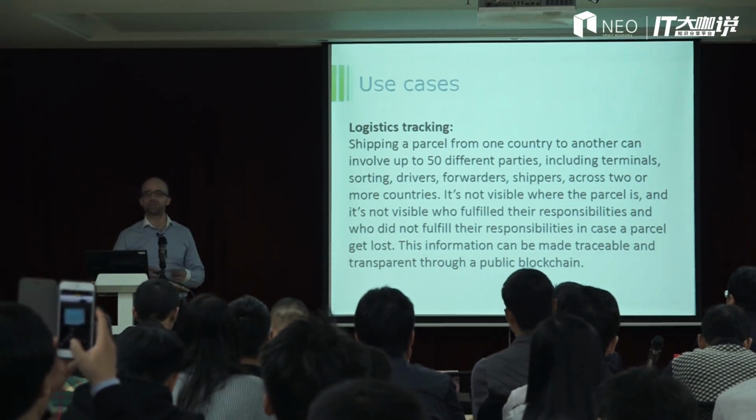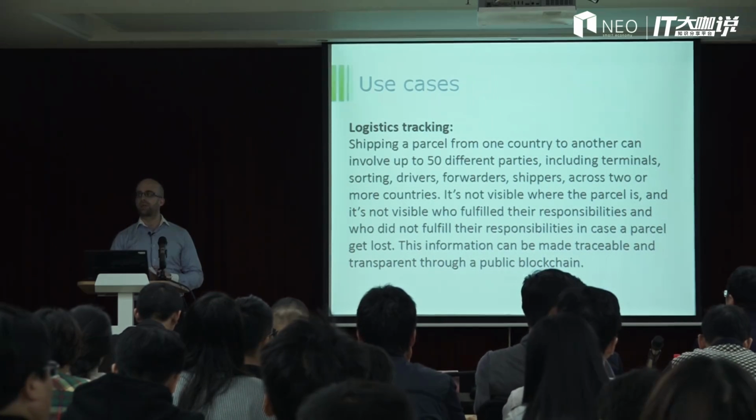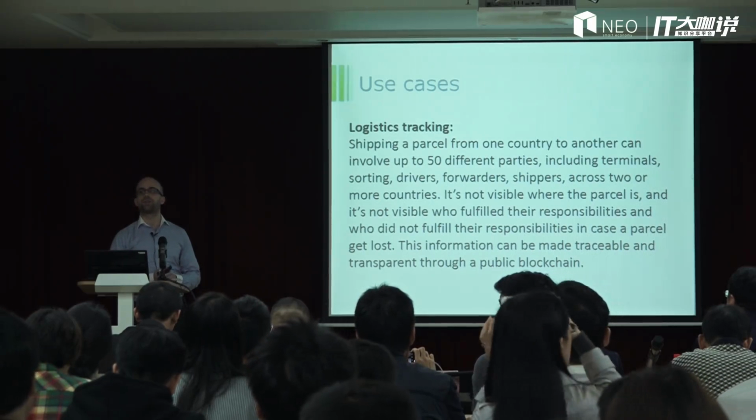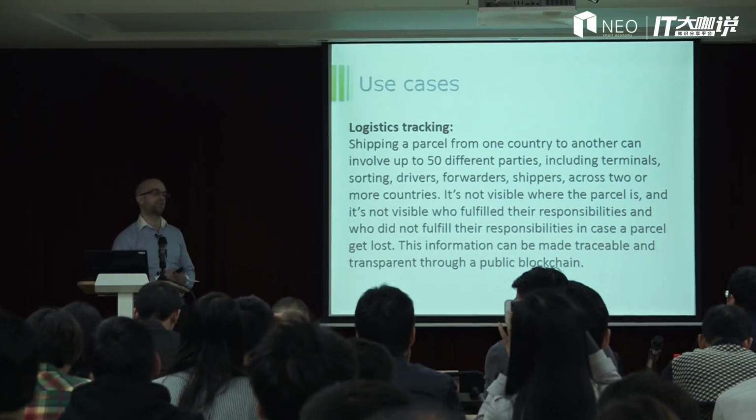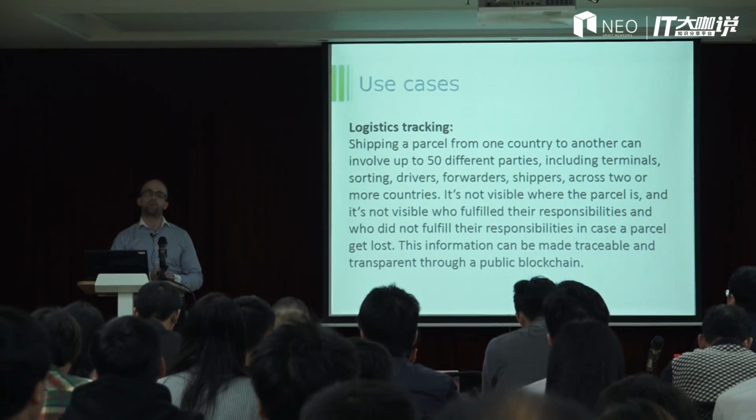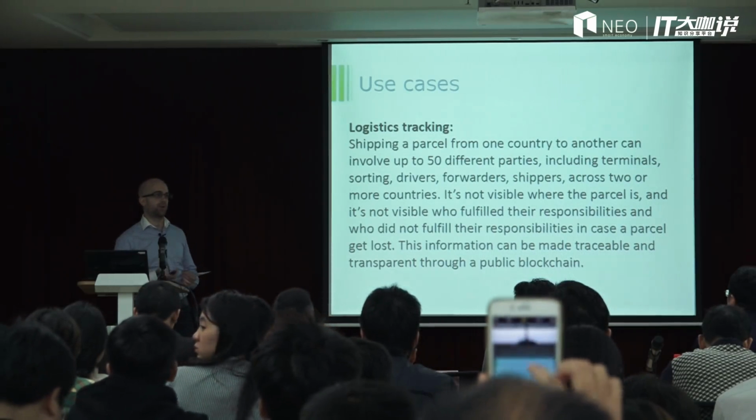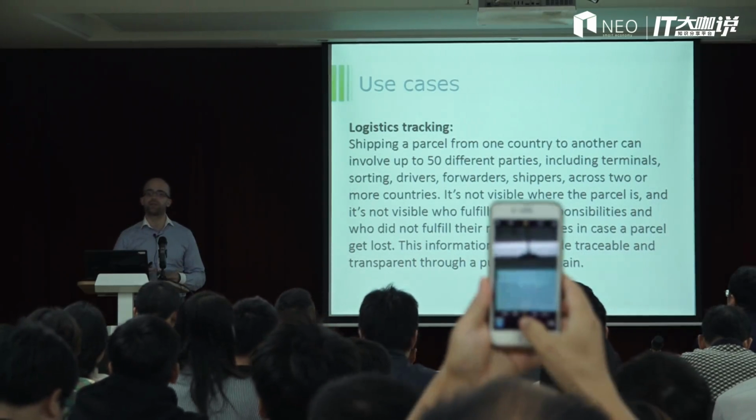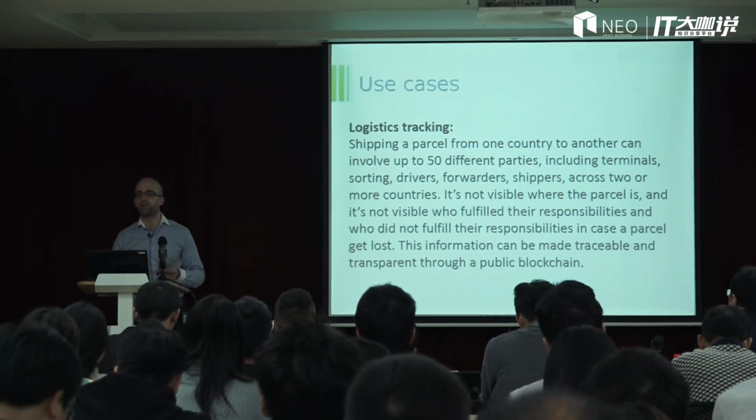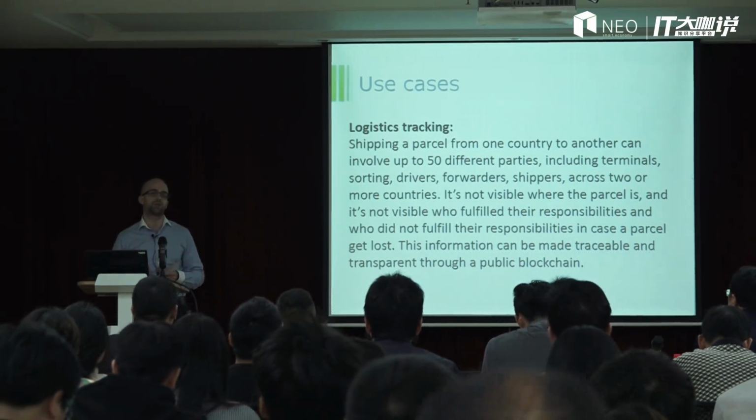You have the logistics tracking example. Let's say you're shipping a parcel from one country to another. In that process, there may be up to 50 different persons participating, so you will never know where the parcel actually is located. There are centralized tracking systems. You can search online and see where the parcel is, but it's very limited information, and not everybody in the logistic process is part of that tracking structure.